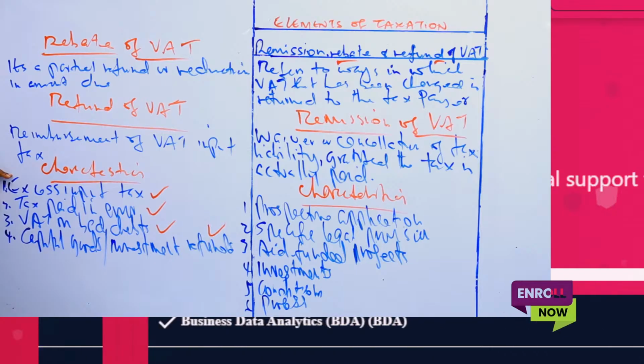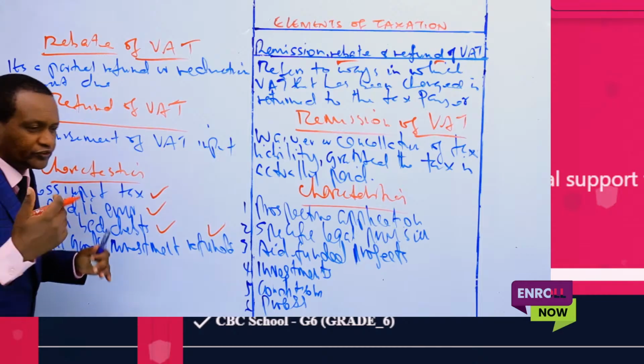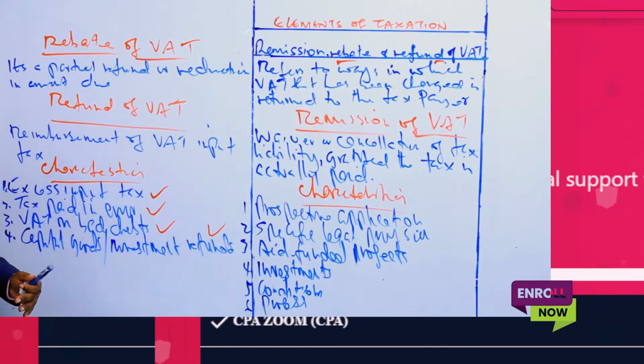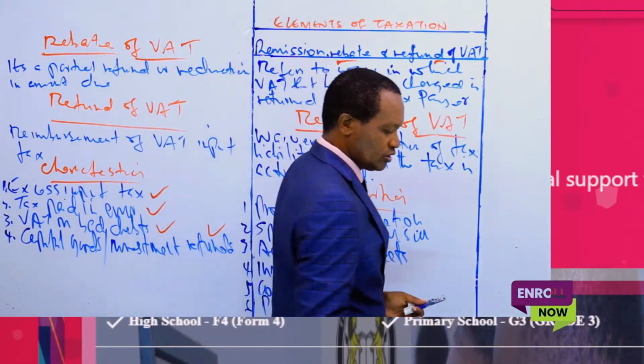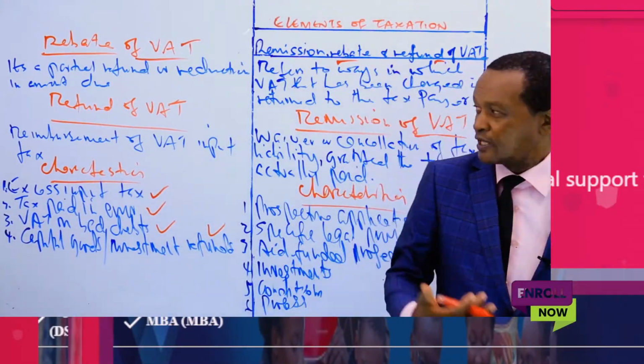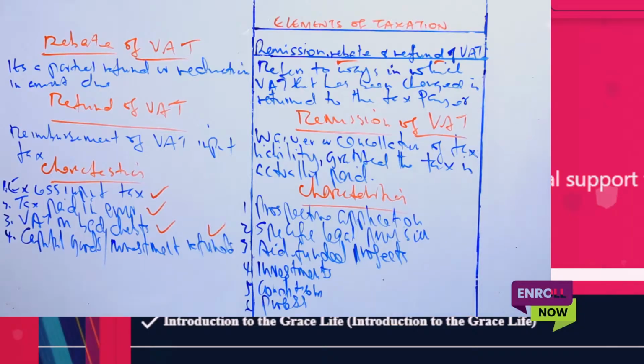But if approved, then the refund is paid to the taxpayer's bank account or used to offset other tax debts or liabilities. So that's the process of applying for refunds in Kenya.